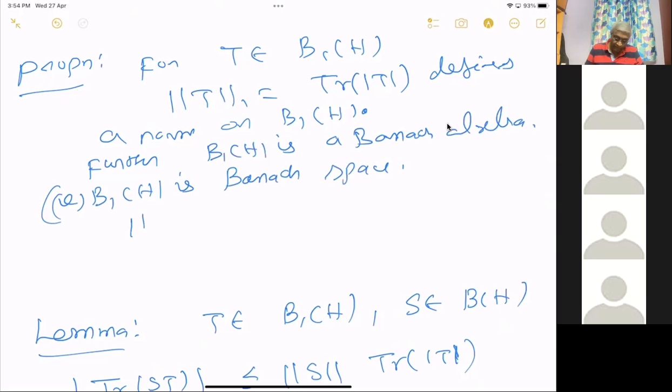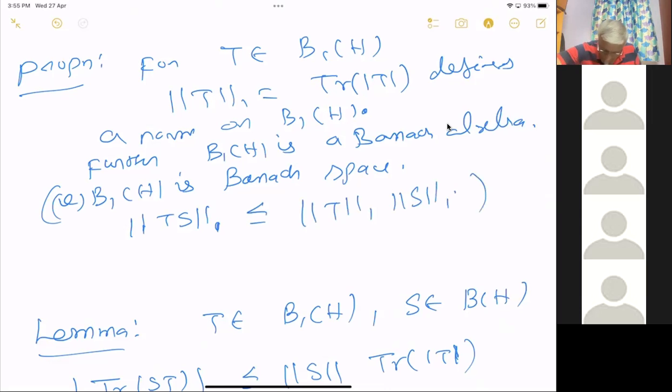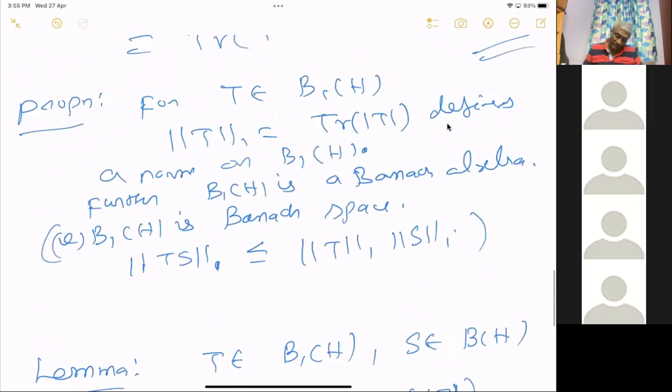And the norm of TS, the one norm. This inequality is satisfied by the operator norm: norm of TS is less than or equal to norm T times norm S. So the same thing is satisfied here. This is the Banach algebra inequality. So this is what I mean by it's a Banach algebra. It's a Banach space, and further it's an algebra.